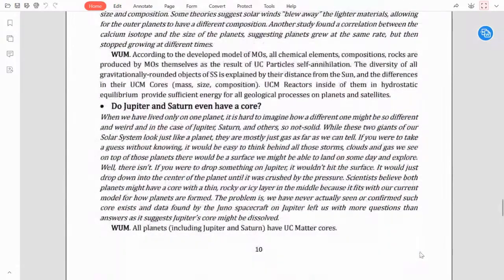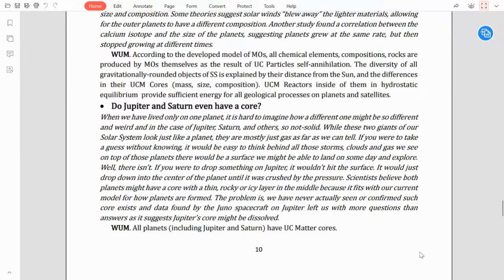According to the developed model of macro objects, all chemical elements, compositions, and rocks are produced by macro objects themselves as the result of UC particle self-annihilation. The diversity of all gravitationally rounded objects of the solar system is explained by their distance from the Sun and the differences in their UCM cause mass, size, and composition. UCM reactors inside of them in hydrostatic equilibrium provide sufficient energy for all geological processes on planets and satellites.